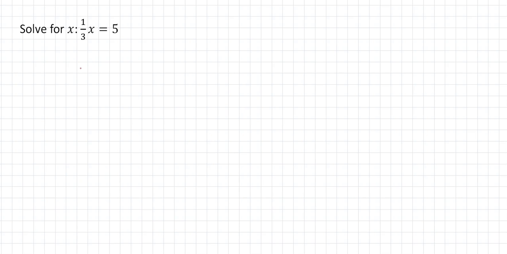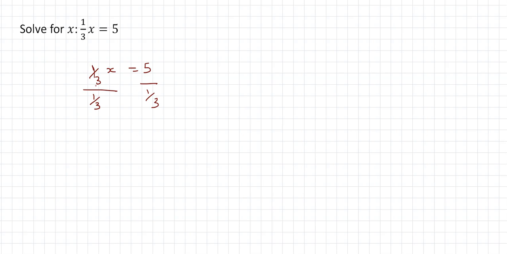So I have 1 over 3x equal to 5, or 1/3 x equal to 5. So here, what I'm doing is I'm multiplying x by 1/3. So the opposite of that is to divide x by 1/3. I divide the whole thing by 1/3, and I also do that on this side.